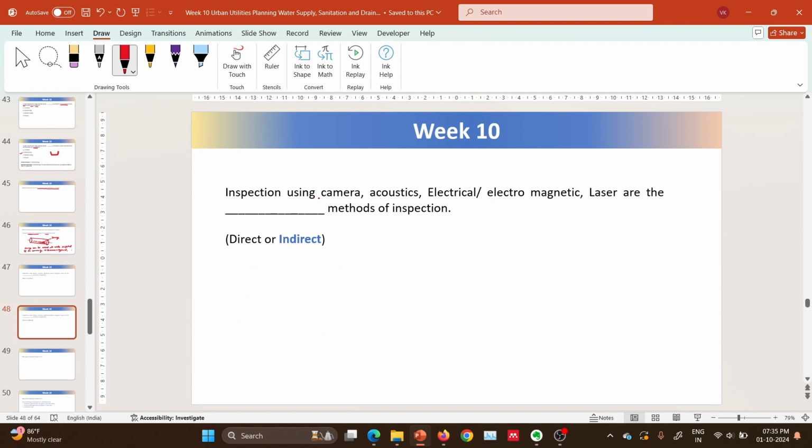So this method in which a human is not involved in inspection physically, actively, is the indirect method, in which camera, acoustics, electrical, electromagnetic, laser methods are used. These equipments are used. This is called the indirect method.